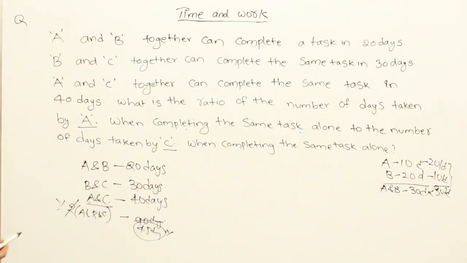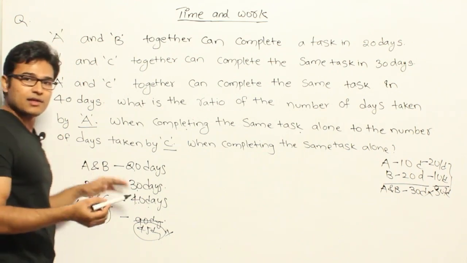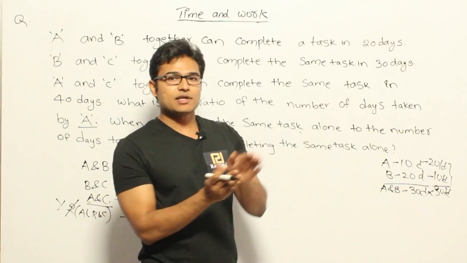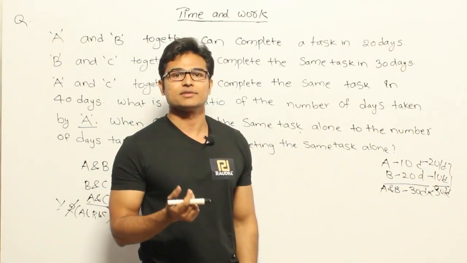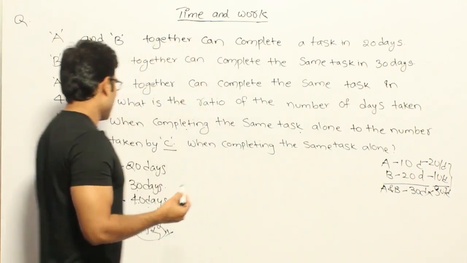Okay. Now let's go with the other method. So what is the other method? Let's try to find the rates, then use the sum to find the individual rates, and from those rates you can find the number of days. That way it is meaningful. Okay.